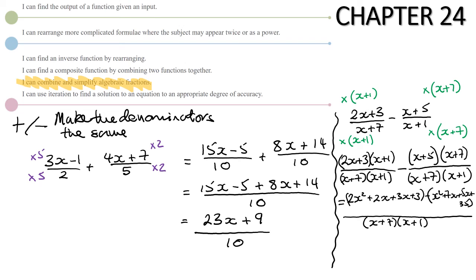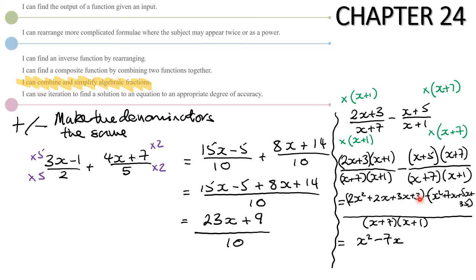So all we do is tidy up the top. I'll have 2x squared minus x squared, because there's a minus there, which just leaves me with x squared. Then I will have 2x and 3x, which is 5x. Then I've got to take away 7x and 5x, so it's like 5x minus 5x, which is 0, minus 7x. Remember, you've got to keep minusing because the minus is in the middle. So all I'm left with is minus 7x.